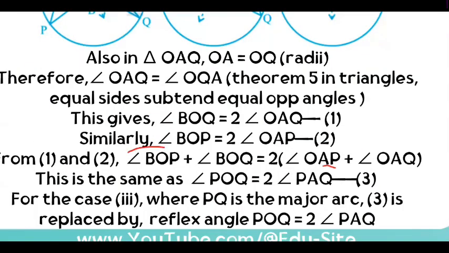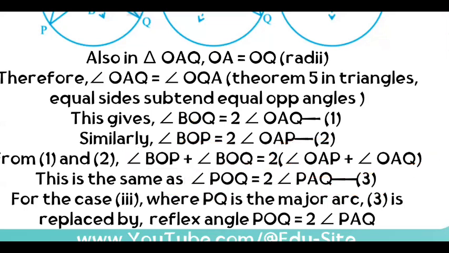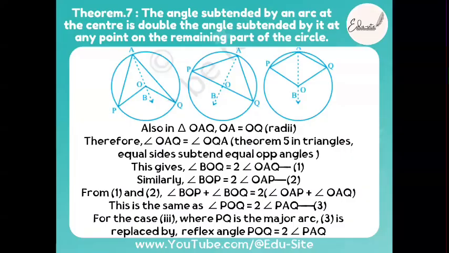If you add BOP plus BOQ on this side and 2 times this one and this one on the other side, you will easily get the answer: POQ is equal to 2 times angle PAQ. This is your final answer that is being asked. Understood? Any doubts in this theorem?